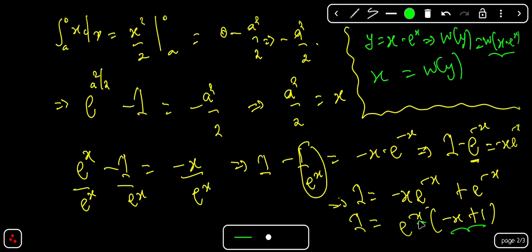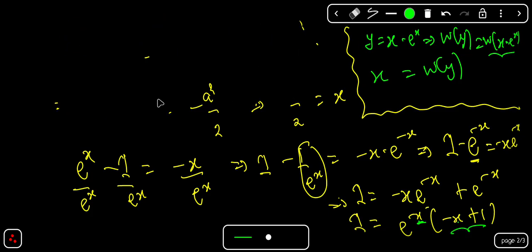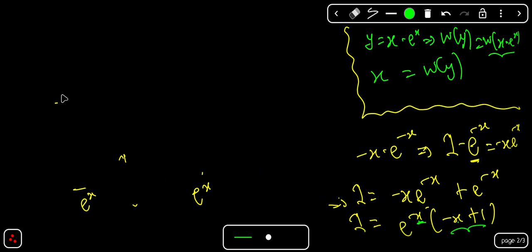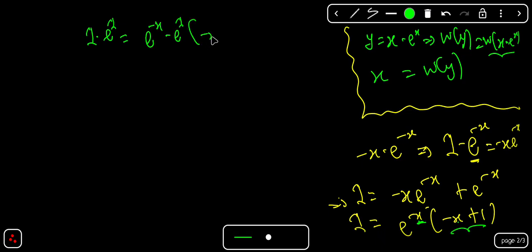I have negative x here, I have negative x here. So the next thing I'm going to do is to multiply both sides by e raised to the power of 1. So if I multiply both sides by e raised to the power of 1, we are going to have something like this. Let me quickly clean this part. Now, if you multiply both sides by e raised to the power of 1, we are going to have 1 multiplied by e raised to the power of 1 equals e raised to the power of negative x multiplied by e raised to the power of 1, then times negative x plus 1.